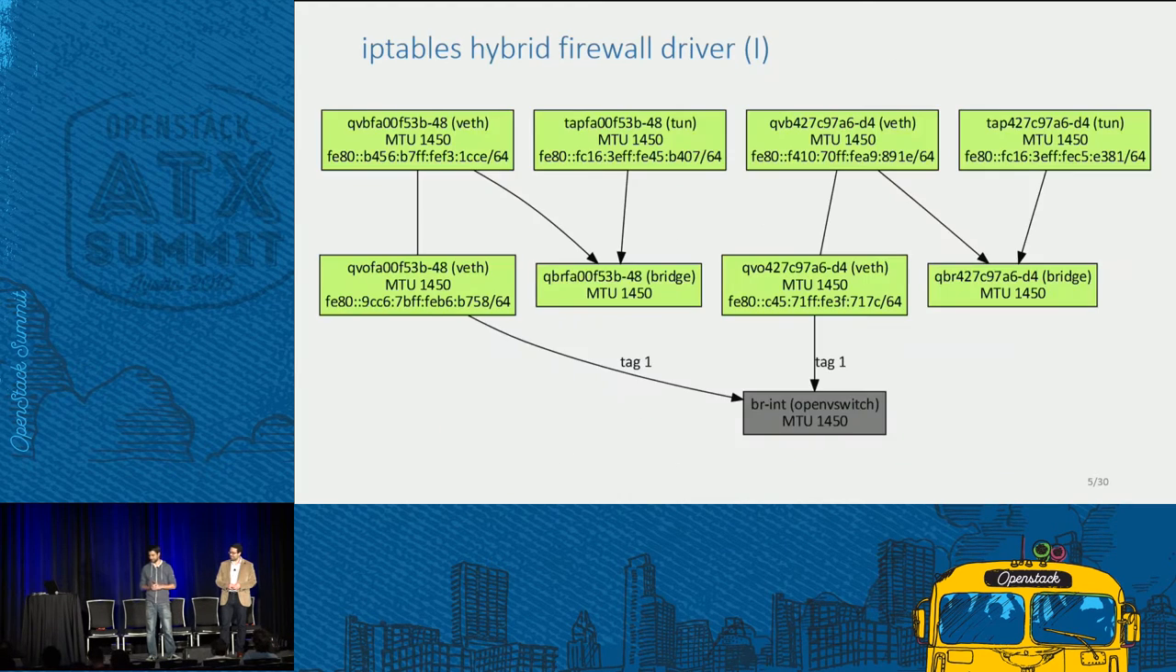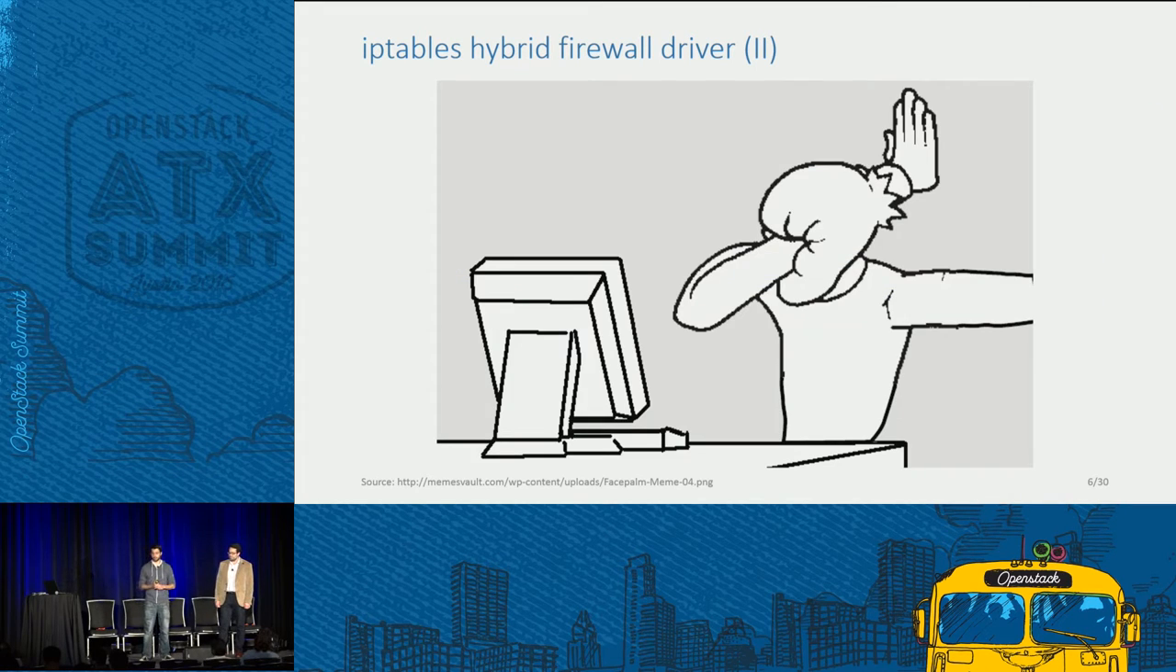All right, so this is how the hybrid plugin works in Neutron. This picture shows two tap devices, and they are plugged into the OVS, but not really. They use some different mechanisms because we need to filter traffic that goes in and out from the instance. You can see that the tap device is actually attached to a Linux bridge, and from this Linux bridge, it goes through veth pairs, and then they get into the OVS.